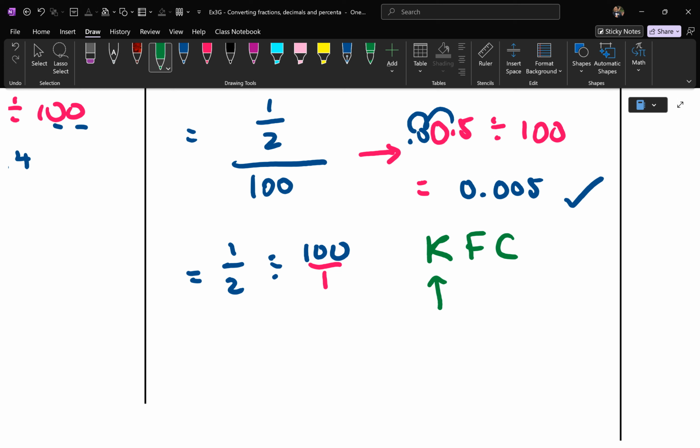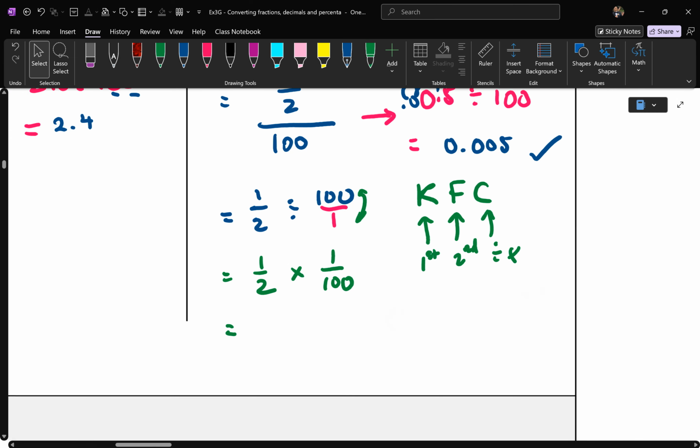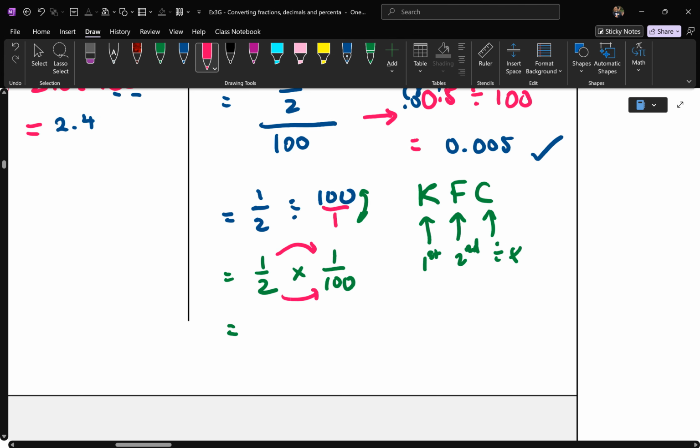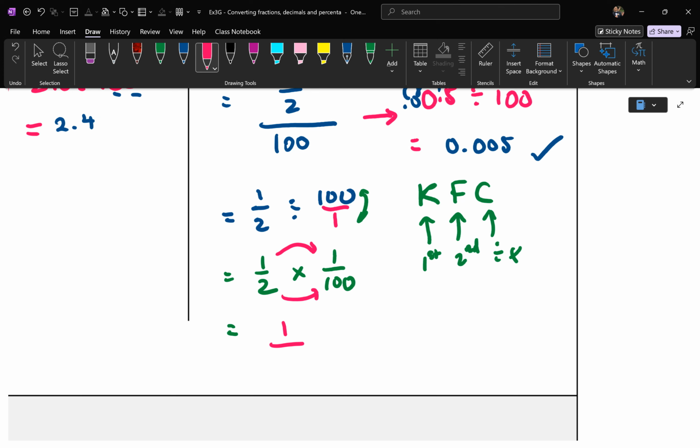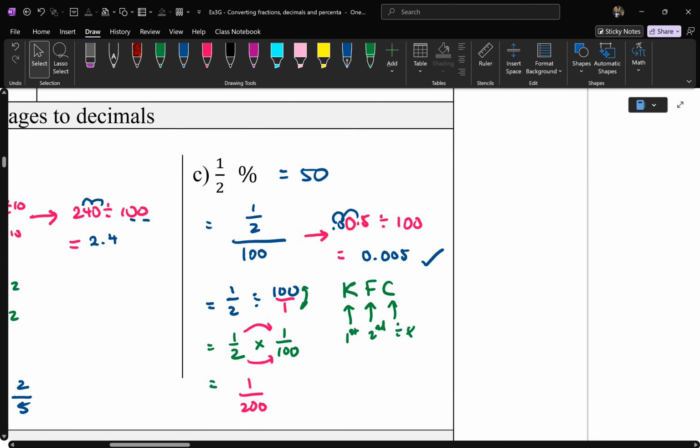K for keep, the first one. So you keep the first one, it's still half. F for flip. You flip the second. And C, you change the sign. Change the sign to a multiplication sign. So it should just be half times 1 on 100. But we know how to multiply fractions already. It's top with top and bottom with bottom. So that means 1 times 1 is 1. And then 2 times 100. 1 on 200.